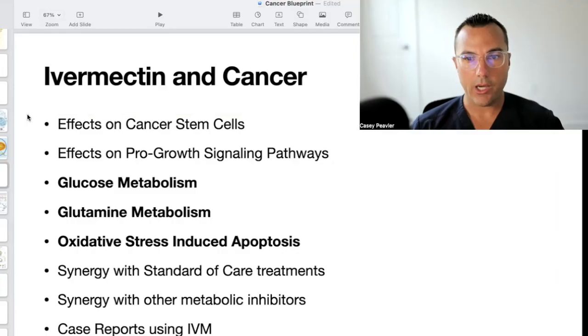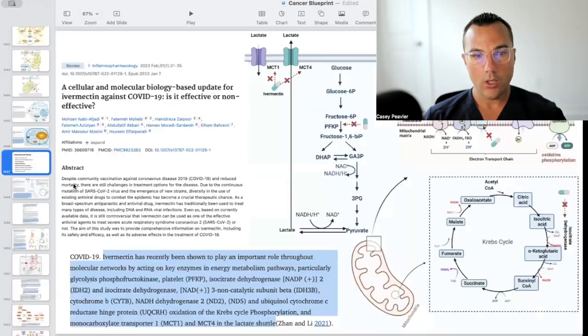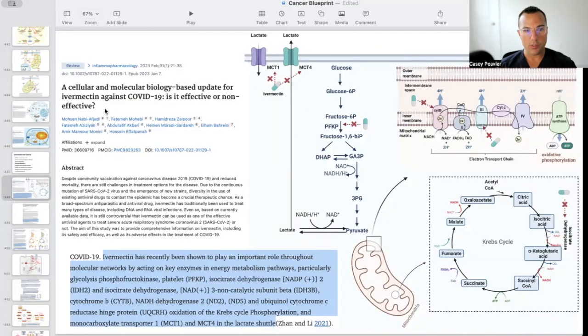So as we talked about the effects on cancer stem cells and the pro-growth pathways, today we're talking about glucose metabolism, glutamine metabolism, as well as how ivermectin is able to induce oxidative stress and apoptosis within cancer cells.